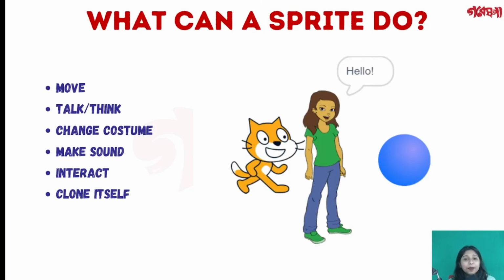So, what can a sprite do actually? It can move, talk, think, it can change its costume, it can make sound, it can interact with others, and it also can clone itself. So, let's see how to add a sprite.